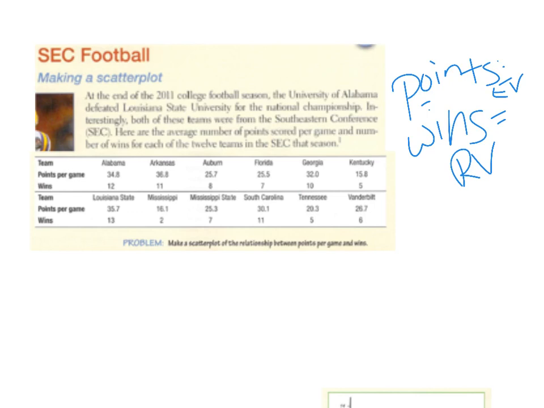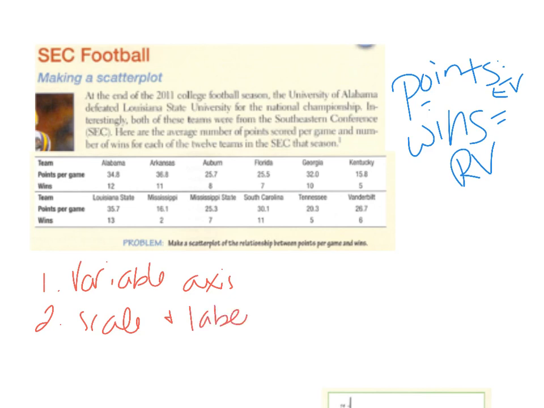Our next step after that would be to scale and label the axes. So the first thing we're going to do is decide which variable goes on which axis. And then we're going to scale and label our axes. Remember, they don't have to start at 0. They just need to be consistent. And then from there, we're going to plot every single individual data point.